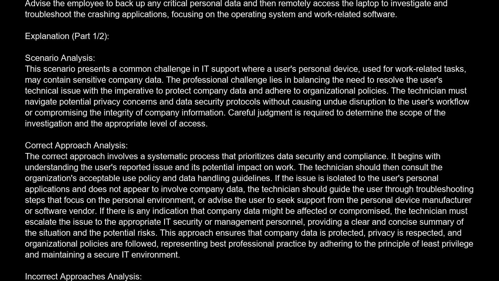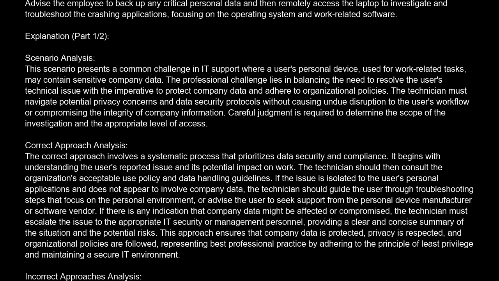Explanation. Scenario analysis. This scenario presents a common challenge in IT support where a user's personal device, used for work-related tasks, may contain sensitive company data. The professional challenge lies in balancing the need to resolve the user's technical issue with the imperative to protect company data and adhere to organizational policies. The technician must navigate potential privacy concerns and data security protocols without causing undue disruption to the user's workflow or compromising the integrity of company information. Careful judgment is required to determine the scope of the investigation and the appropriate level of access.